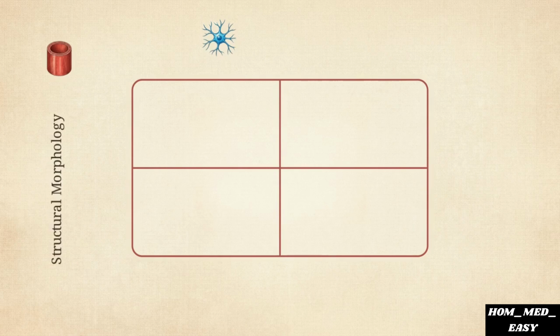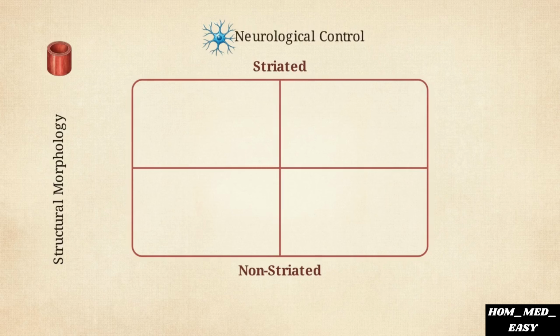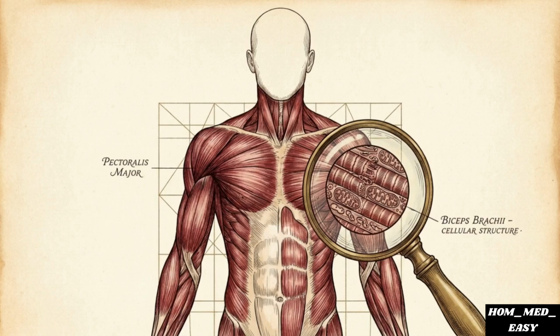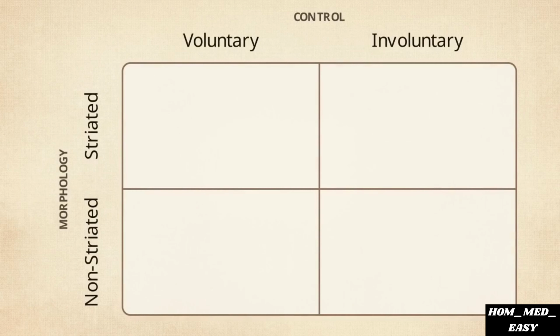The y-axis represents structural morphology, telling us if the tissue features highly organized cross-striations, which act as a power multiplier, or if it is non-striated. The x-axis tracks neurological control. This plots whether the brain actively, consciously commands the tissue, or if it runs automatically on an involuntary background loop. By plotting any muscle on these two axes, both its microscopic cellular footprint and its macroscopic role in the body become instantly predictable. We will start at the intersection of voluntary control and striated morphology.